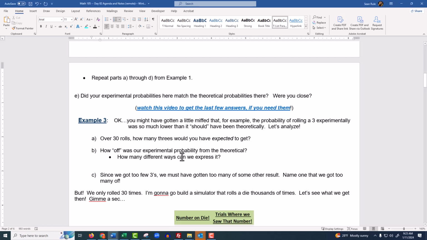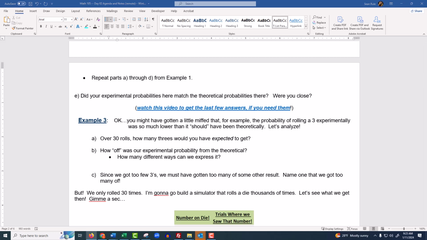How off was our experimental probability from theoretical? And I put, how many different ways can we express it? Okay, one way we already did. We only got 7% 3s. We should have gotten 17%. So we said probability was 10% less than it should have been.